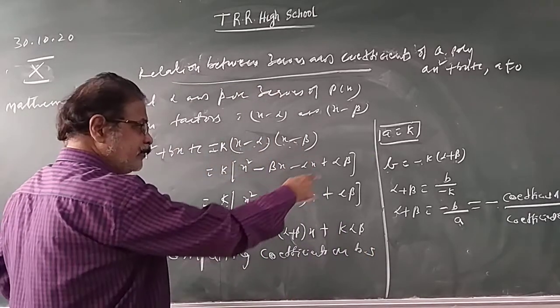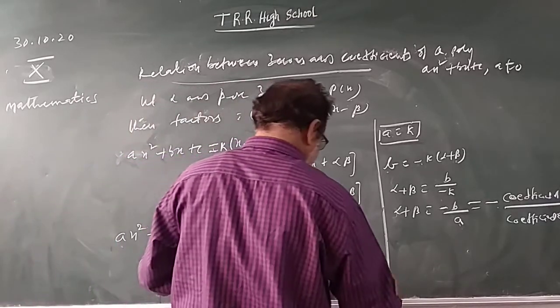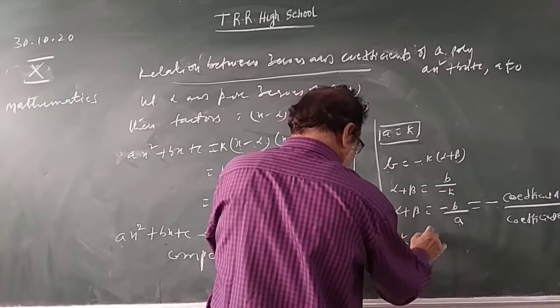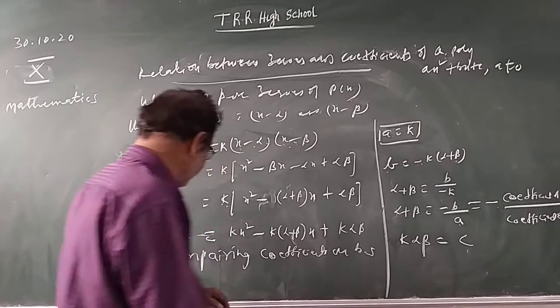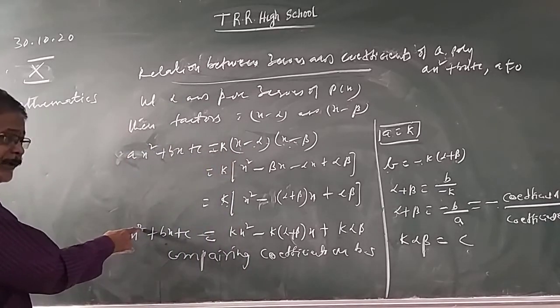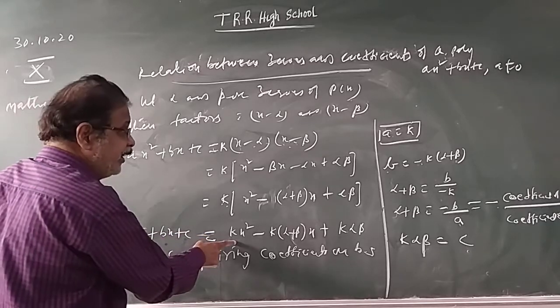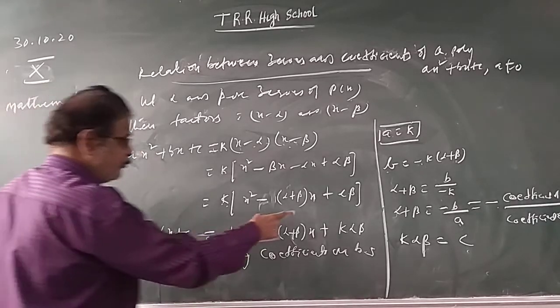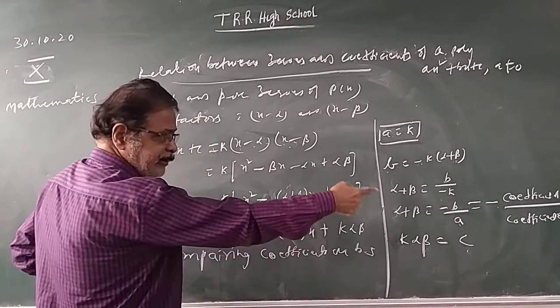Now we compare the constants. Here the constant is K alpha beta, and here the constant is C. So K alpha beta is equal to C. First we compare the second degree coefficient: A is equal to K. Next, the middle term: the coefficient of x is B, which is equal to minus K into alpha plus beta, which we calculated.